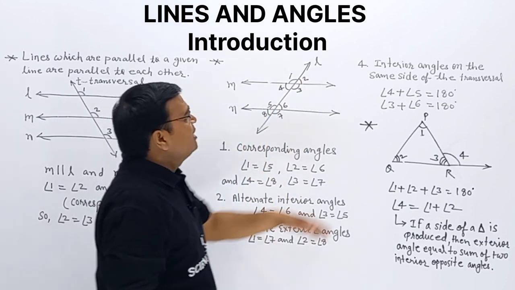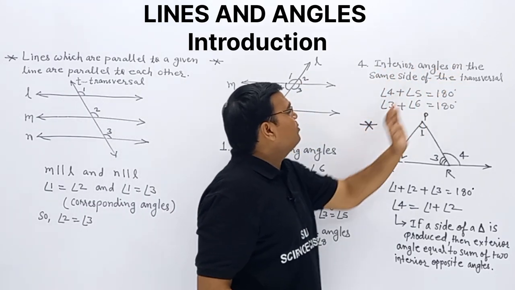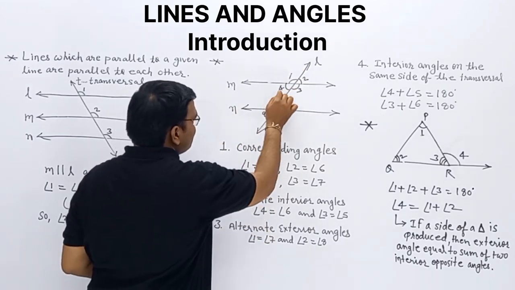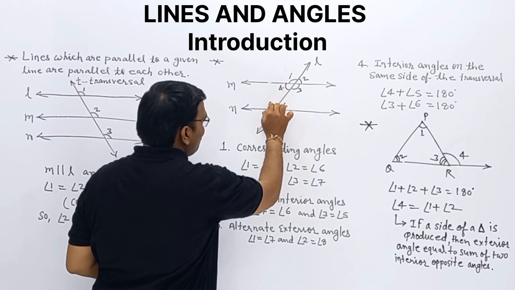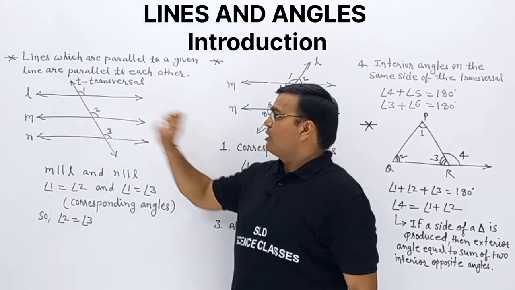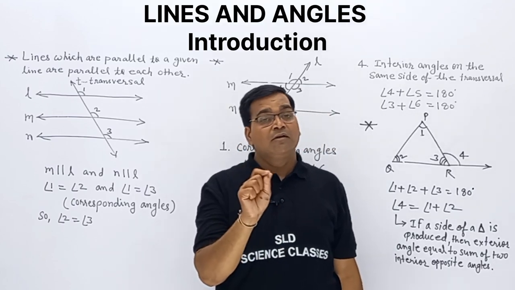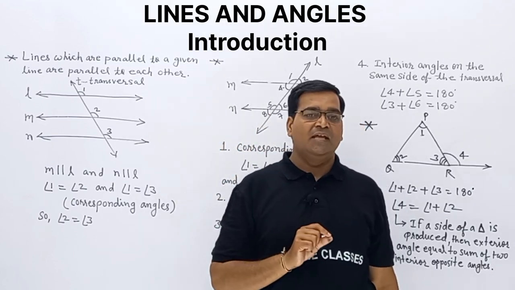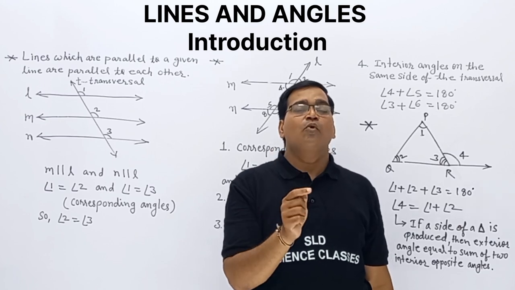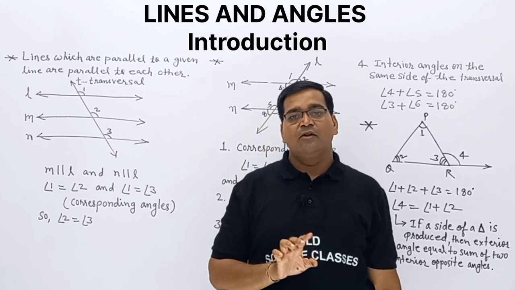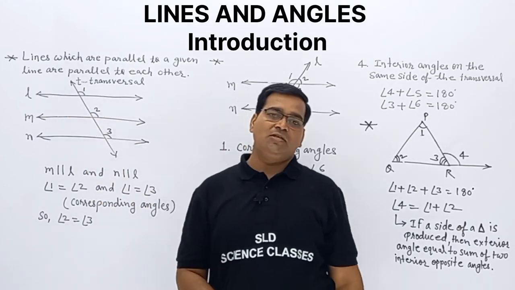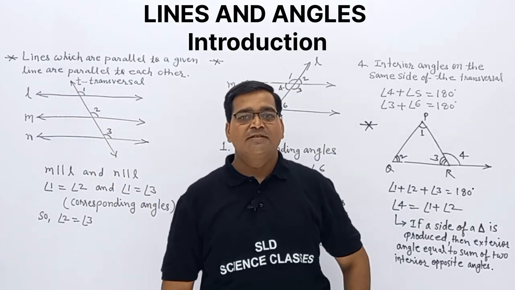And the last one is interior angles on the same side of a transversal. Interior angles are these. On the same side of the transversal we have this pair, and the sum of both will be 180, and the sum of both will be 180. And this is also important: if two lines are parallel, and one of them is also parallel to a third line, then automatically we can say these three lines will be parallel to each other. So I hope you understand these things.